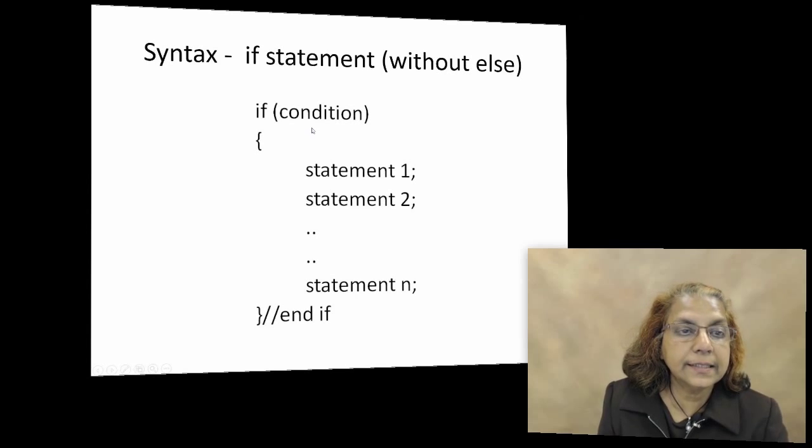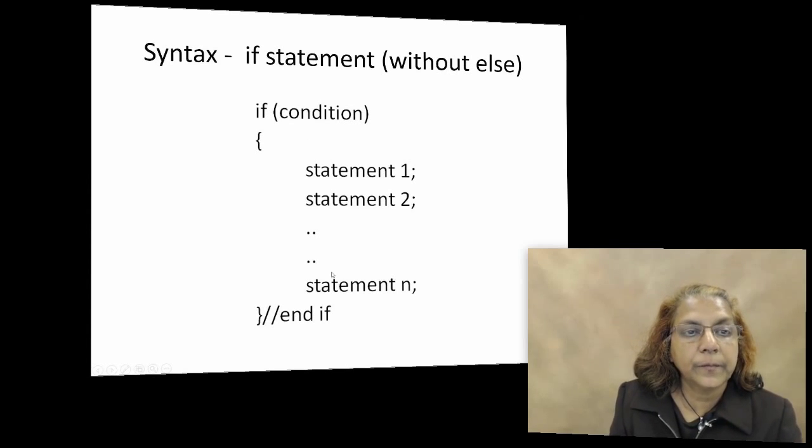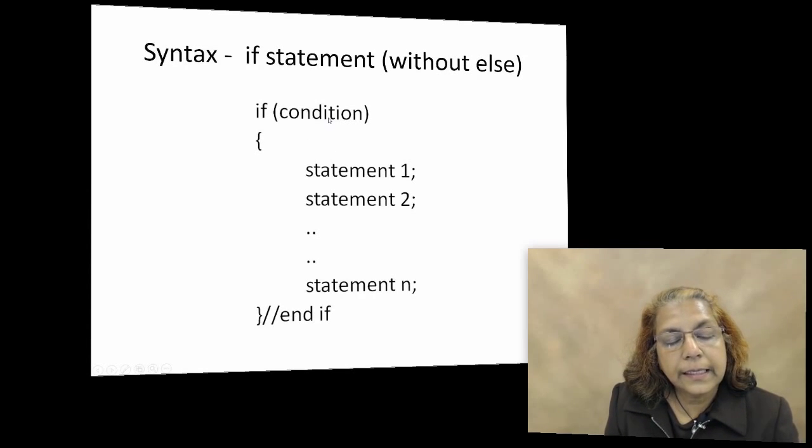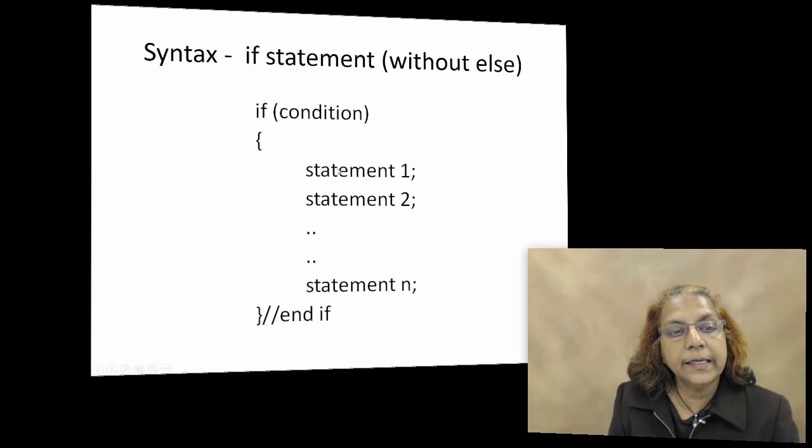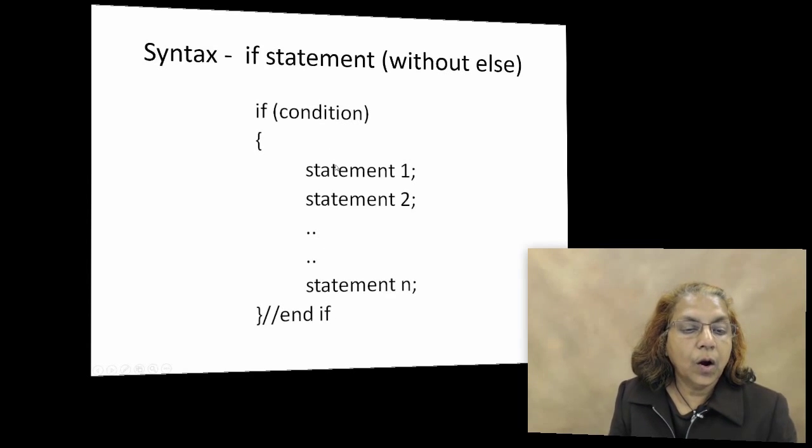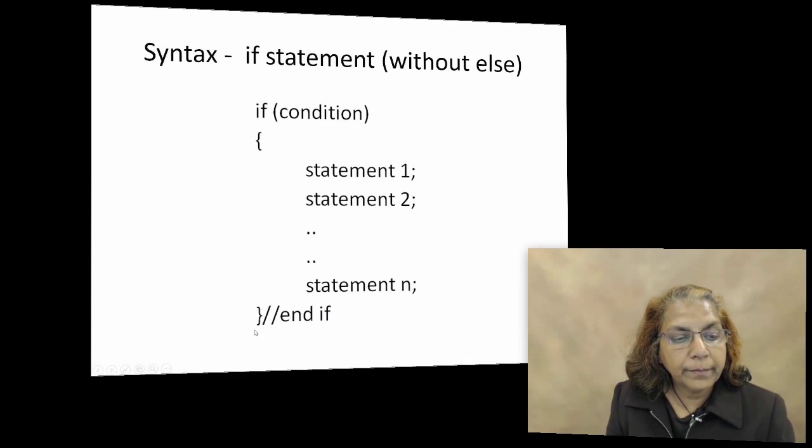So, how is this if statement executed? What happens? The condition is evaluated first. If it is evaluated to true, then only these statements are executed. If this condition evaluates to false, then all of these statements are skipped and the program continues after the if statement.